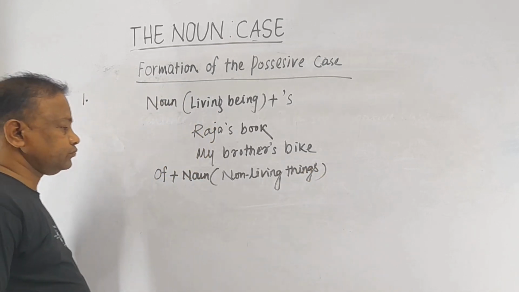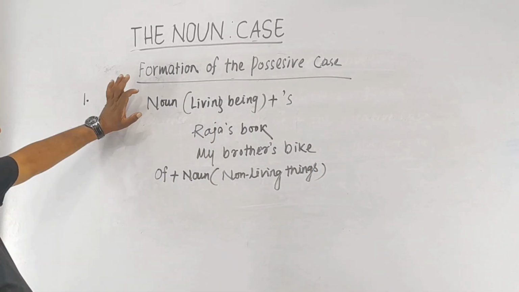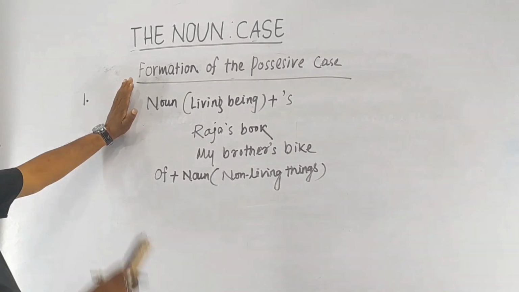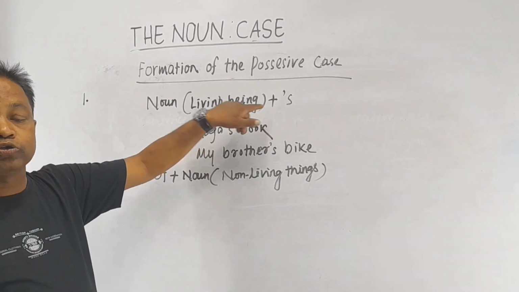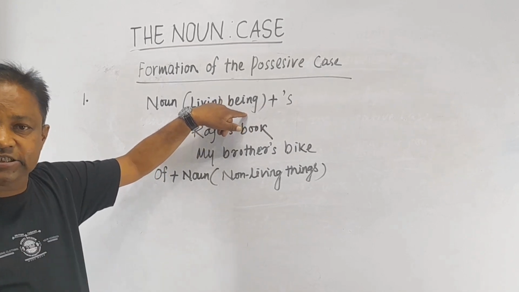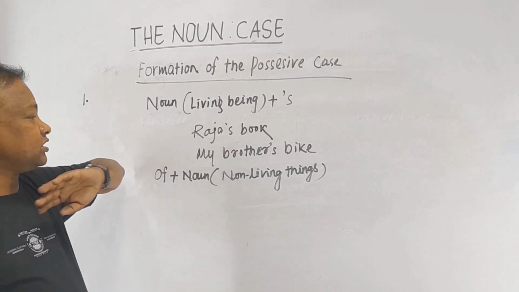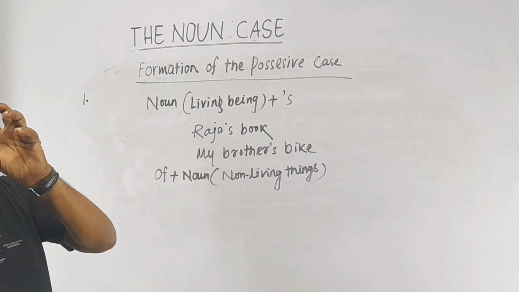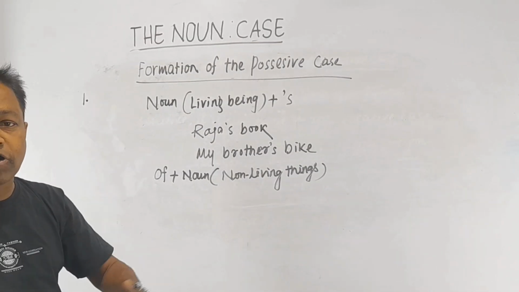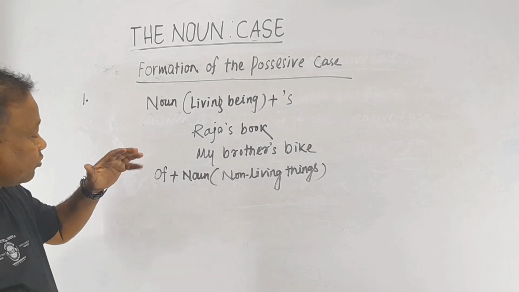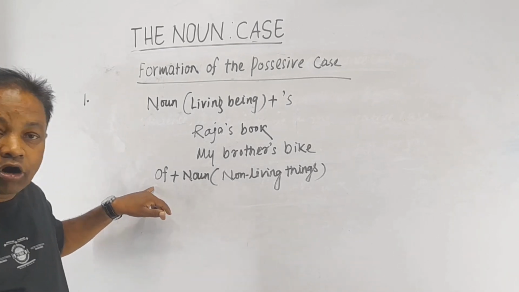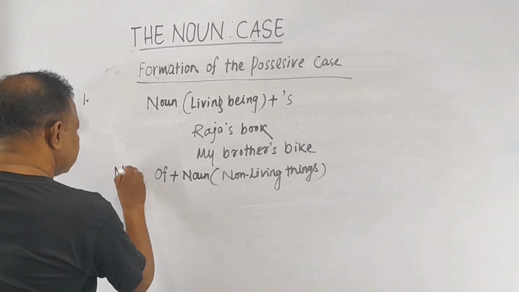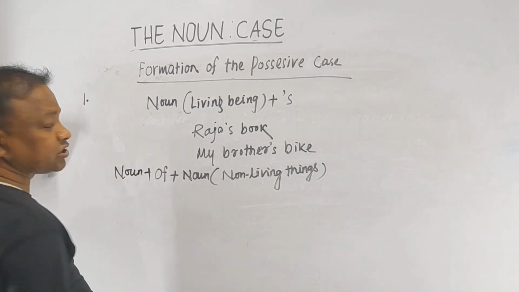Okay. Listen again. If the noun refers to a living being, we need to add apostrophe s to the noun in order to change its form into the possessive one. Exactly, if the noun is a non-living one, you cannot add apostrophe s to form its possessive form. So, what to do? You have to add of, not only of. Noun plus of plus noun.